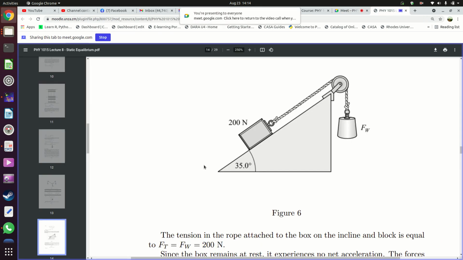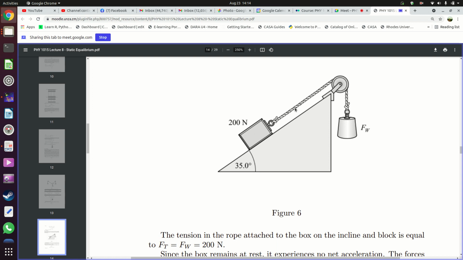So we have chosen parallel to the incline to be our x-axis, perpendicular to the incline to be our y-axis, above the incline to be the positive y-axis, below the incline to be the negative y-axis. The angle between the weight of the box and the negative y-axis is going to be theta, which is 35 degrees. Are we clear? Yes, sir.